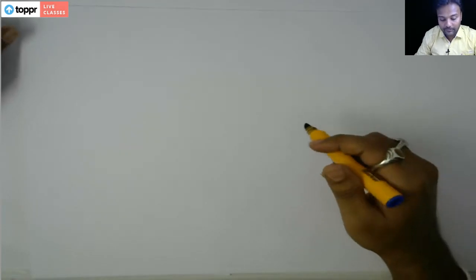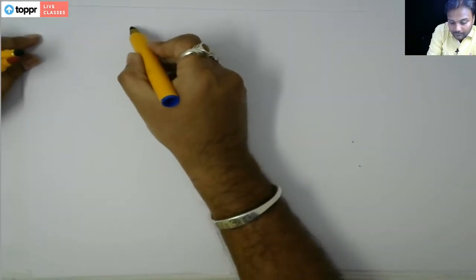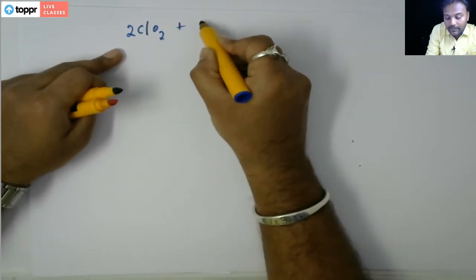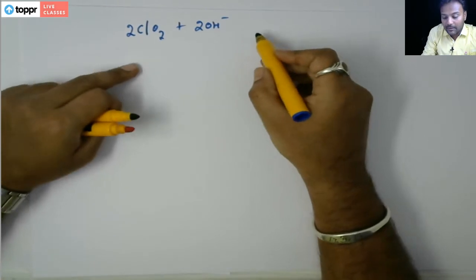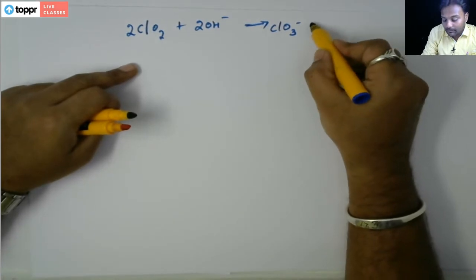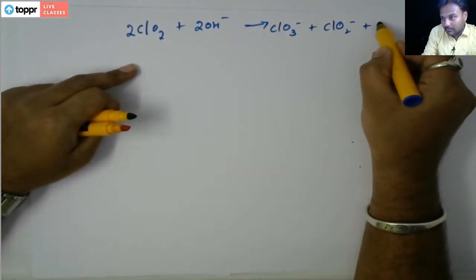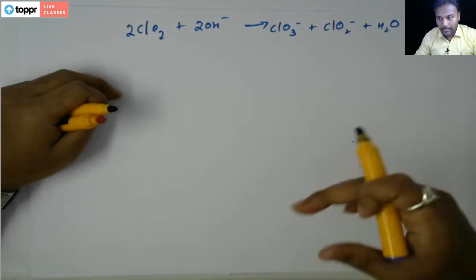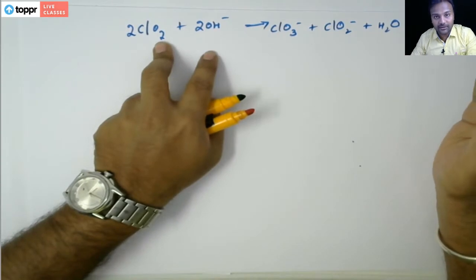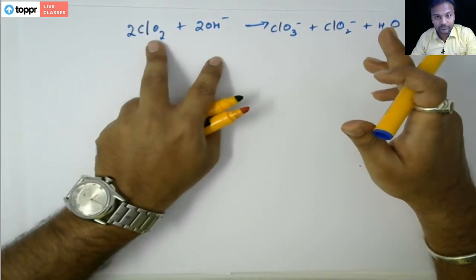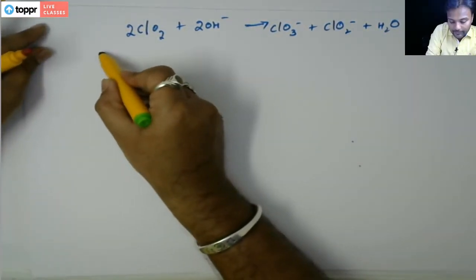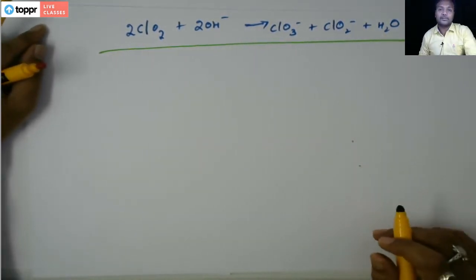Let us look into another data here, where I'll show you the reaction 2ClO2 plus 2OH minus. This gives rise to chlorate plus chlorite plus water. So we want to see whether the rate of the reaction is affected by, or depends upon, which reactant or both the reactants. Okay, let's look into the experimental data here.